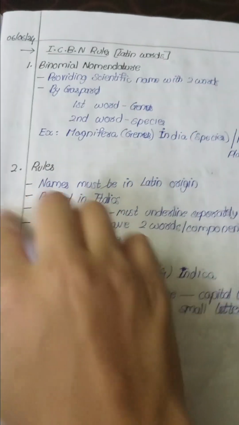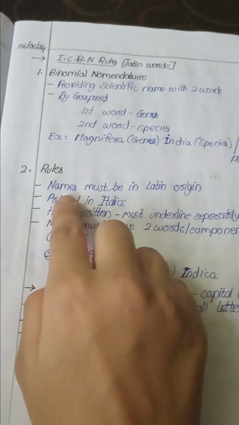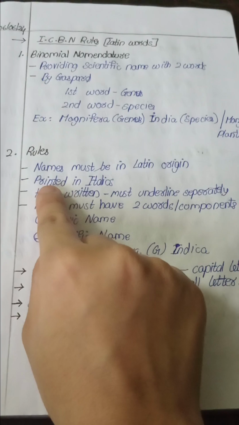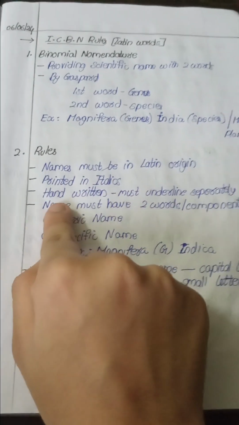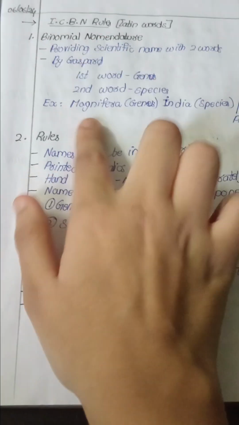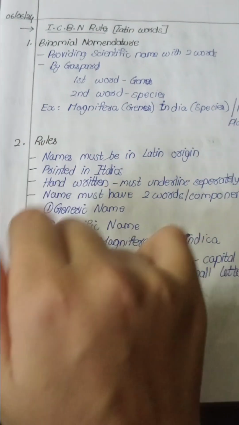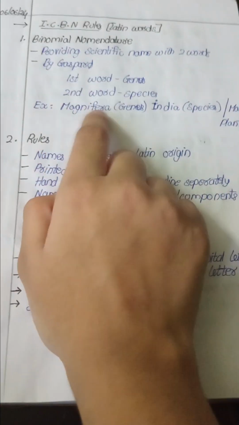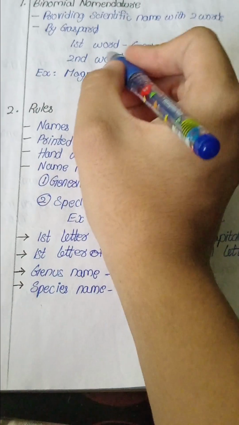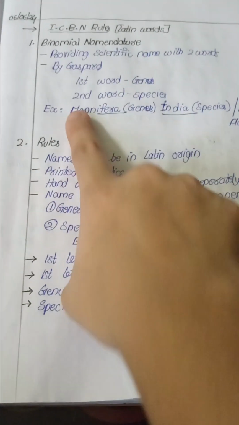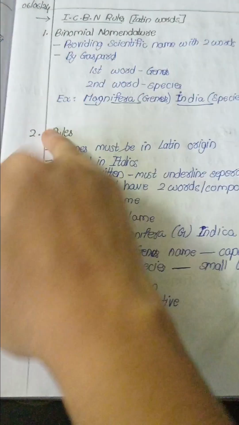So the ICBN rules are: the name must be of Latin origin, printed in italics. Handwritten, it must be underlined separately. Here I unfortunately didn't underline Mangifera. It should be underlined in this way, with genus written below, and here indica is species. I made a mistake.